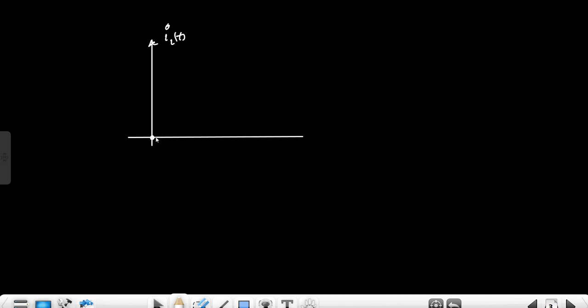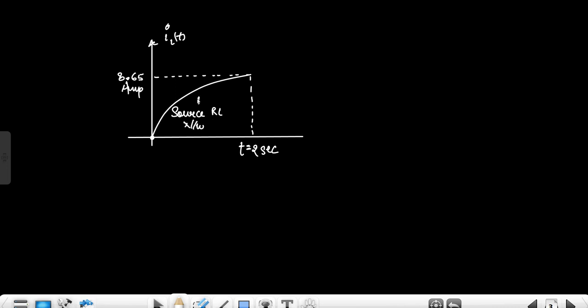IL of t, and here it has charged up to this value, that is 8.65 amperes. So up to here it has charged, to this time instant, it is 2 seconds, right? So up to here, basically because the circuit has source R and input, therefore it was charged.